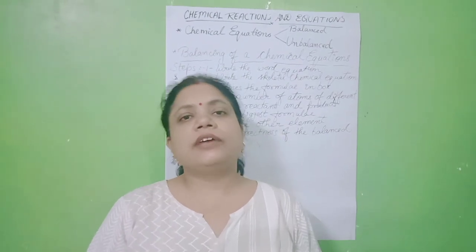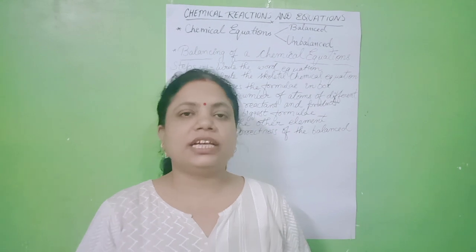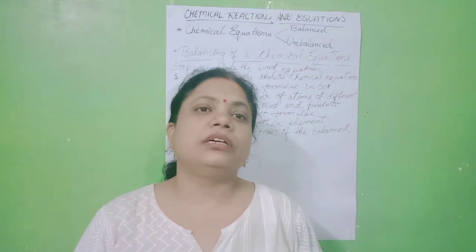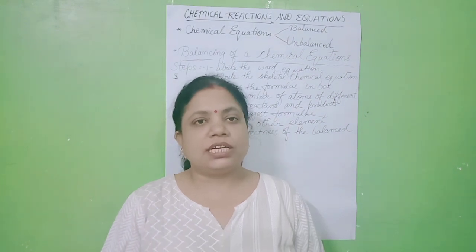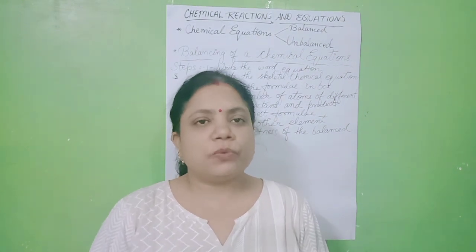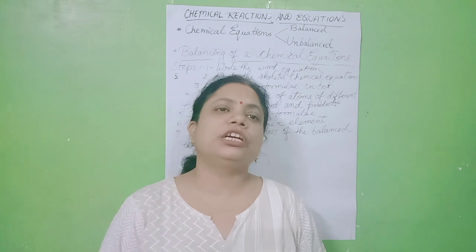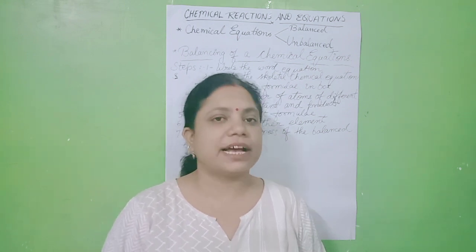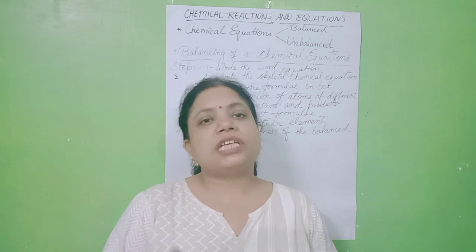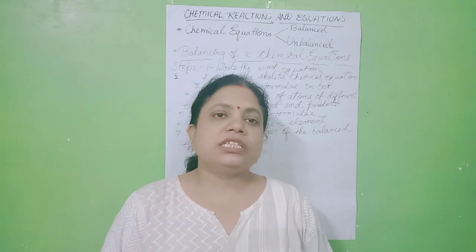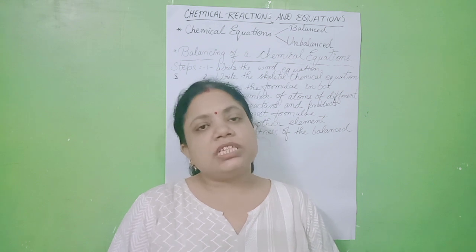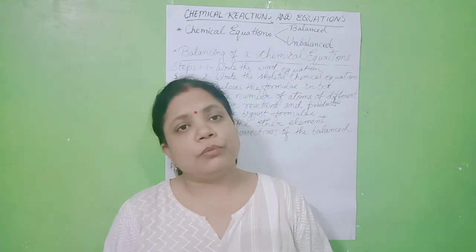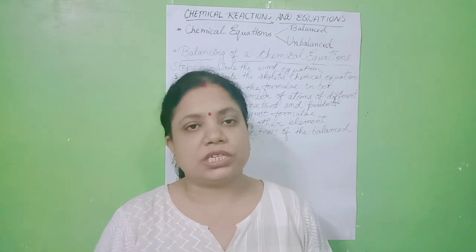Students, earlier I have explained the chemical reaction and its characteristics. Now today I am going to discuss the topic chemical equation. So let's discuss what is a chemical equation. Students, a chemical equation is the simple representation of a chemical reaction in symbols and formulas. It means the method where we represent the chemical reaction in symbols and formulas. That is a chemical equation.